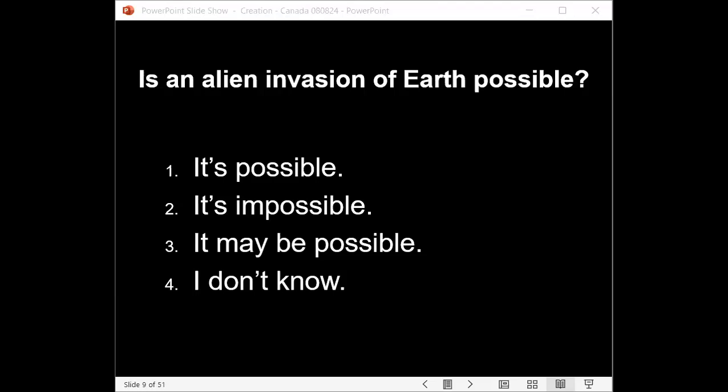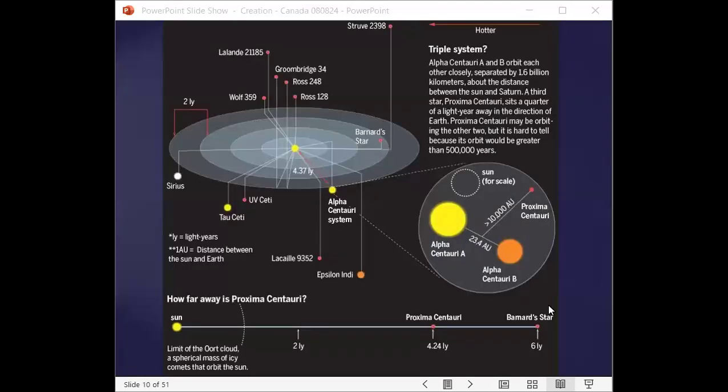Okay, so the answer is number two. It is impossible. And let me explain why. To explain why, let me first show you the schematic illustration of the Alpha Centauri system. Have you heard of it? The Alpha Centauri system is a multiple star system in the southern constellation of Centaurus, consisting of 3 stars. Among these 3 stars, Proxima Centauri is the closest star to the sun, which is about 4.24 light years away.